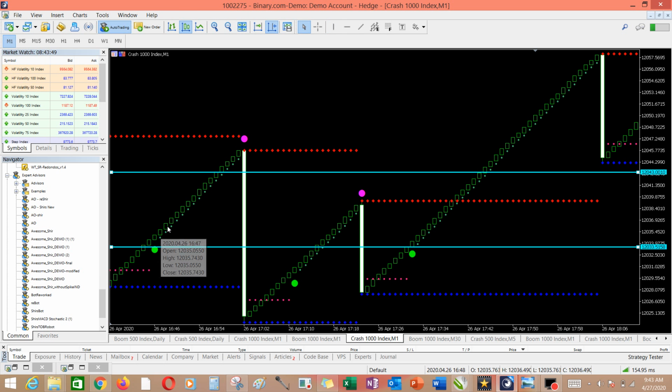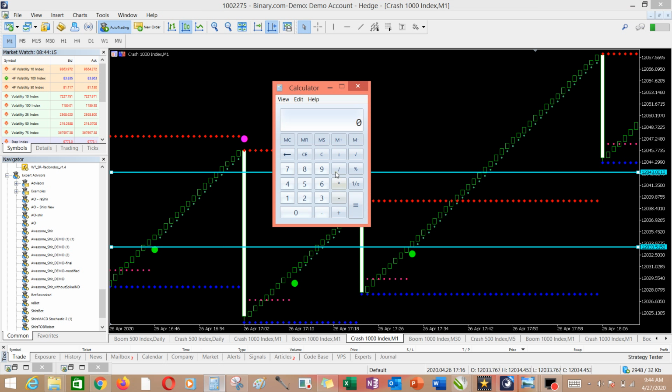1, 2, 3, 4, 5, 6, 7, 8, 9, 10, 11, 12, 13. That is you being in the market for 30 minutes to pick up 13 candles. So that is amazing. Let's say you are using 3.0 for that, and this is 1000. That means approximately 1.5 per minute.